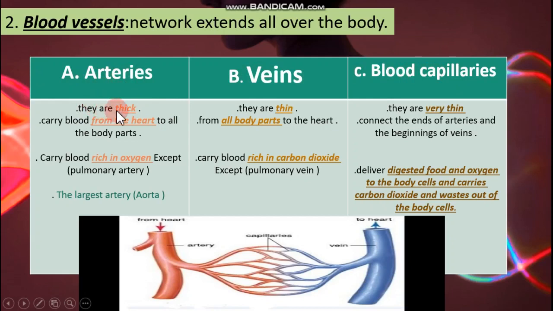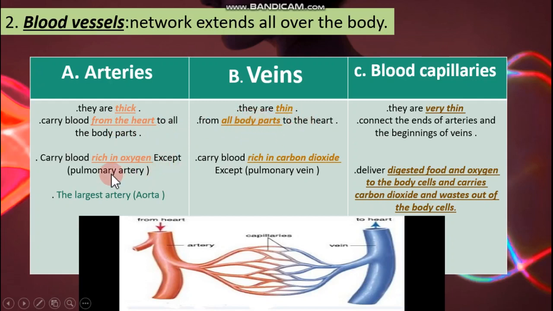The arteries are thick, meaning wide, and carry blood from the heart to all the body parts, while the veins are thin. Thin means narrow. Veins carry blood from all body parts to the heart. The arteries are the opposite of veins. The arteries are thick, so the veins are thin. The arteries carry blood from the heart to all body parts, while the veins carry the blood from all body parts to the heart.